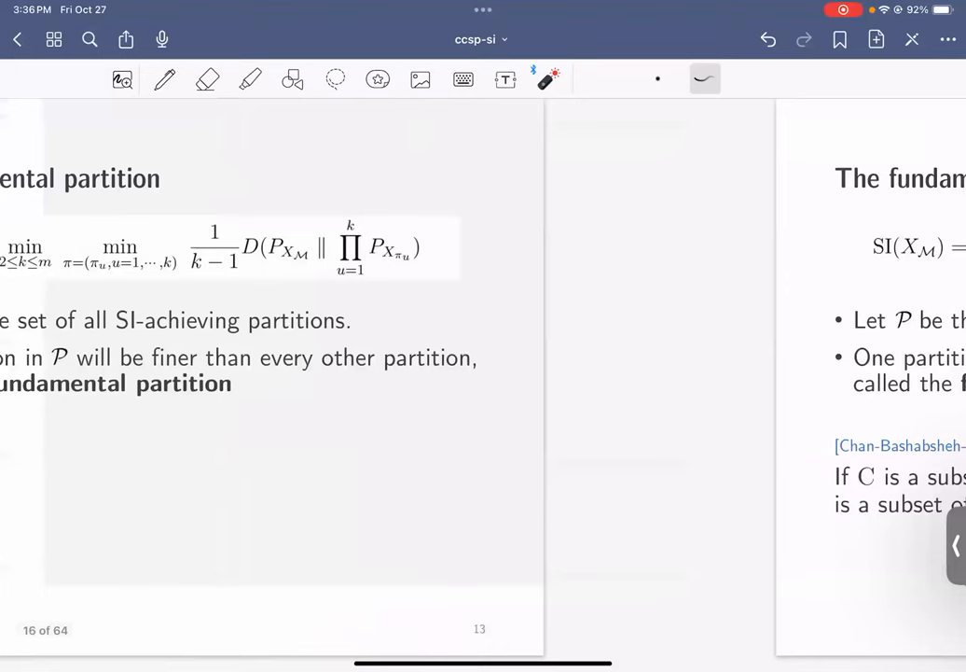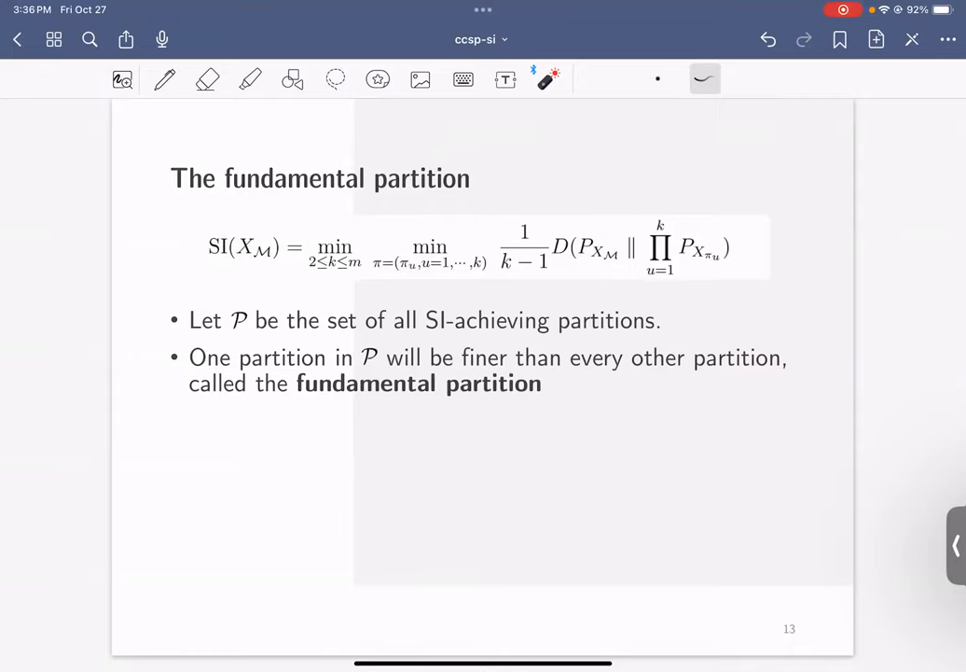So there's this notion of what's called a fundamental partition. The idea here is, if you construct the set of all SI achieving partitions, so every partition that achieves the minimum, then it can be shown, and this paper does it, that one partition in this set will be finer than every other partition. What that means is, you take the atoms of this fundamental partition, you combine them in some way, and you will obtain every other SI achieving partition by just combining things from this fundamental partition. Yeah, it's a partial order. Yeah, the lowest element.